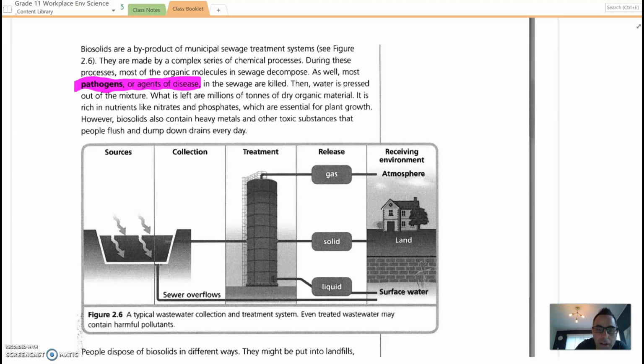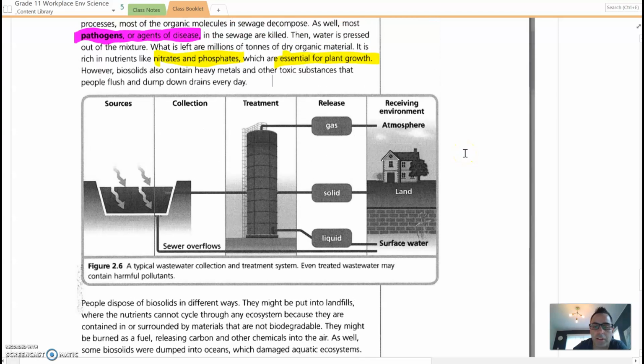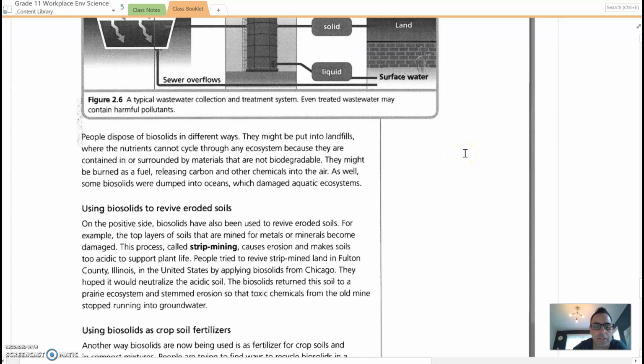Now, one thing I'm going to highlight is that, yes, nitrates and phosphates are essential for plant growth, but too much of them can be bad. And we talked about that in the last video. So this is a really good kind of flow chart of this.